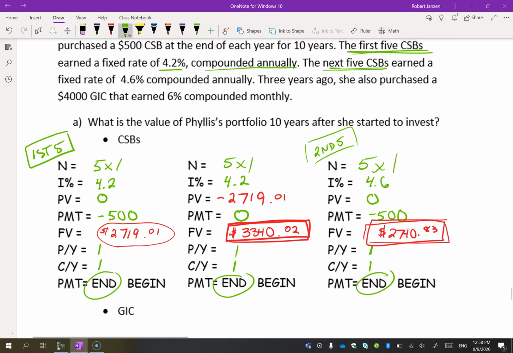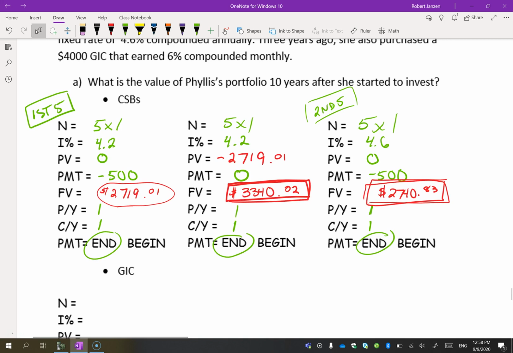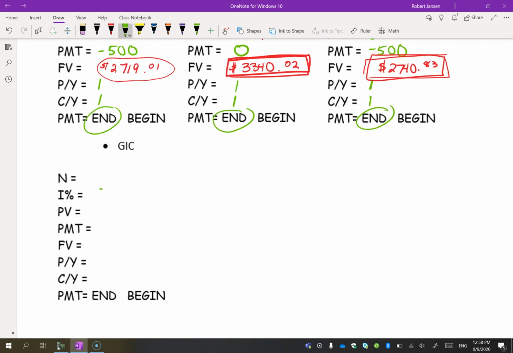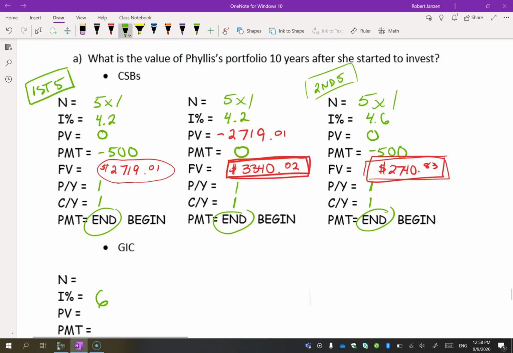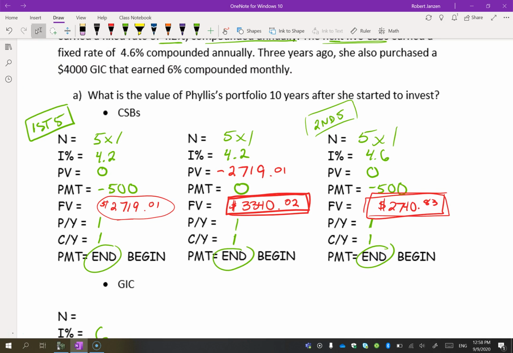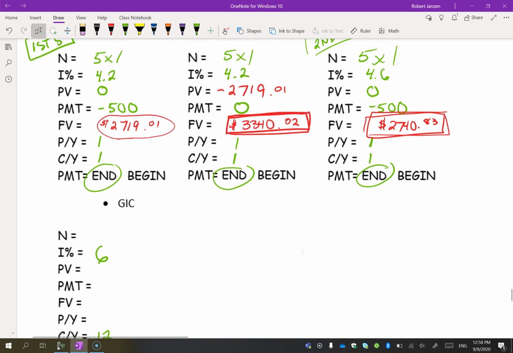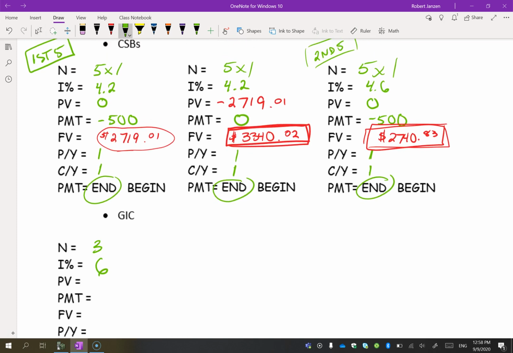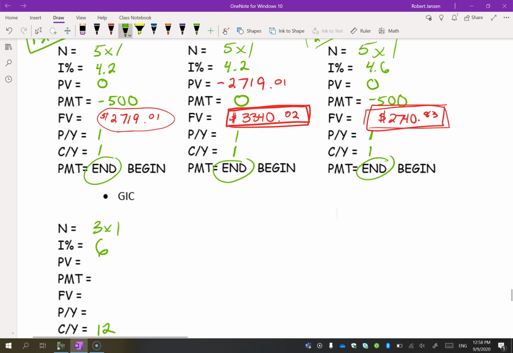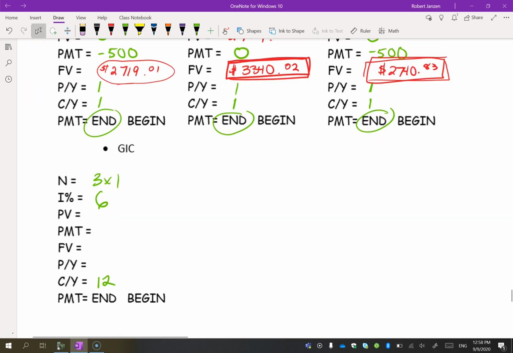Now let's look at the GIC. The GIC was purchased 3 years ago, so it's going to be for 3 years. Purchased it for $4,000, compounded at 6% monthly. Okay, so how many payments? Well, there's 3 times 1, because it's just the reinvestment of each one. The initial payment or present value is $4,000, and they're not going to make any monthly payments.